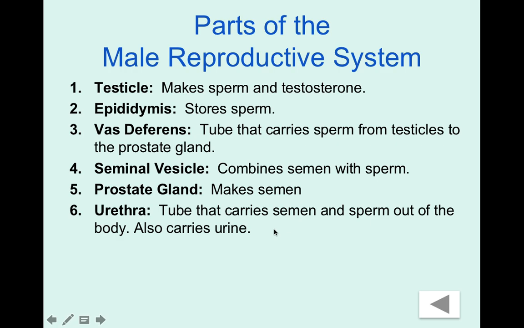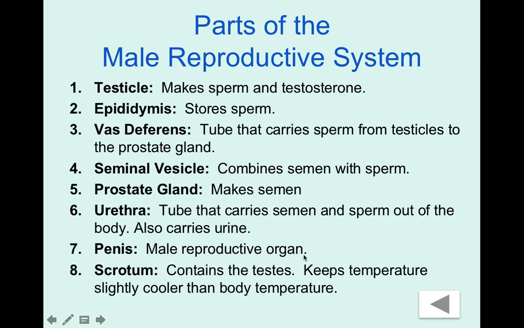Okay, so the urethra is the tube that carries the semen and the sperm out of the body. It also will carry the urine. The urethra obviously is inside the penis. And that brings us to our last one, which is called the scrotum. And the scrotum goes back to where the testicles are. It's the skin that keeps the testicles suspended out of the body.